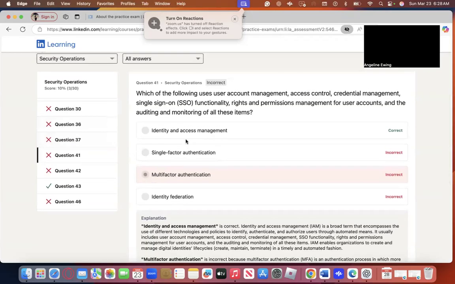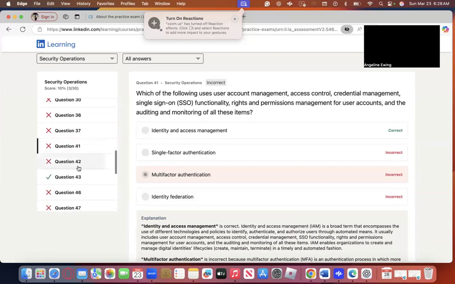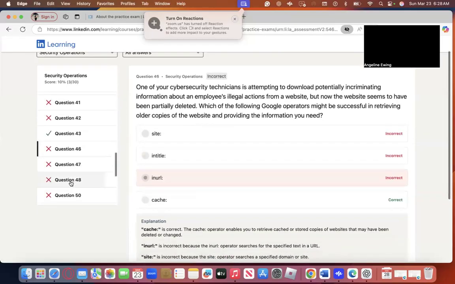Which of the following uses user account management, access control, credential management, single sign-on? Oh, that's 41. I'm not supposed to be at 41. I'm supposed to be at 46.